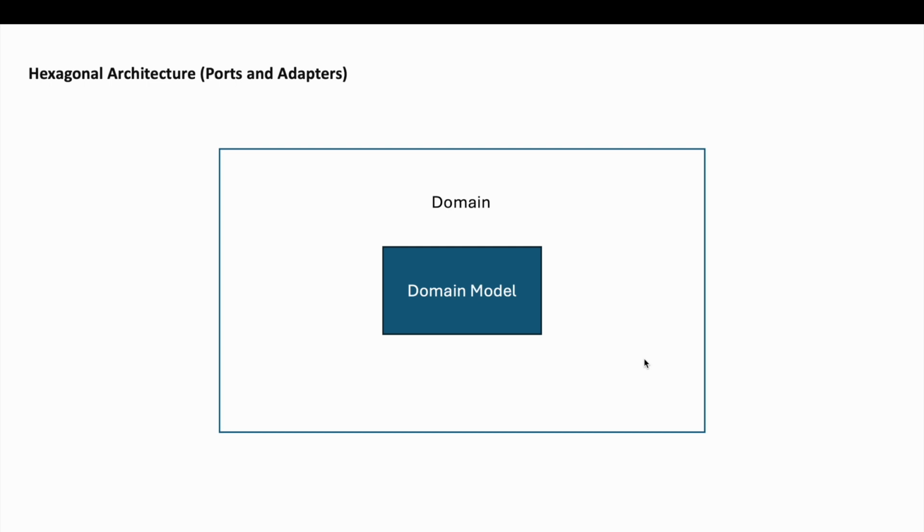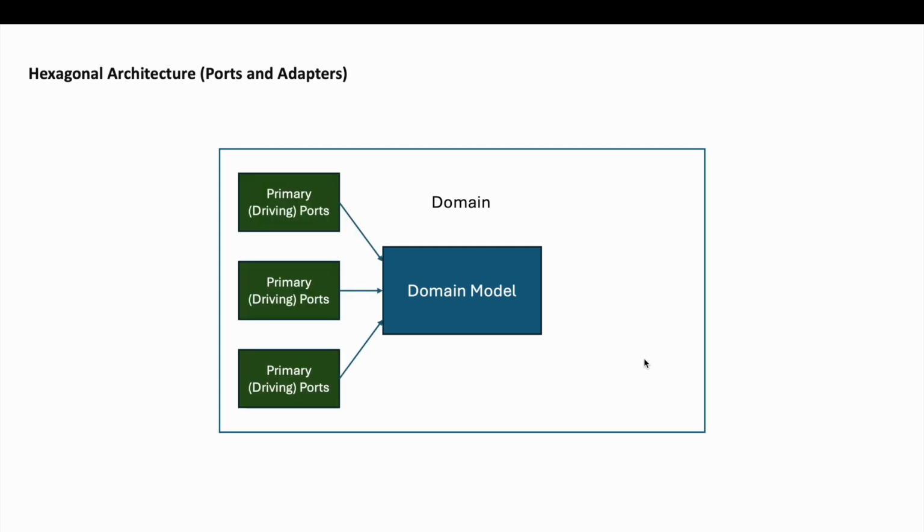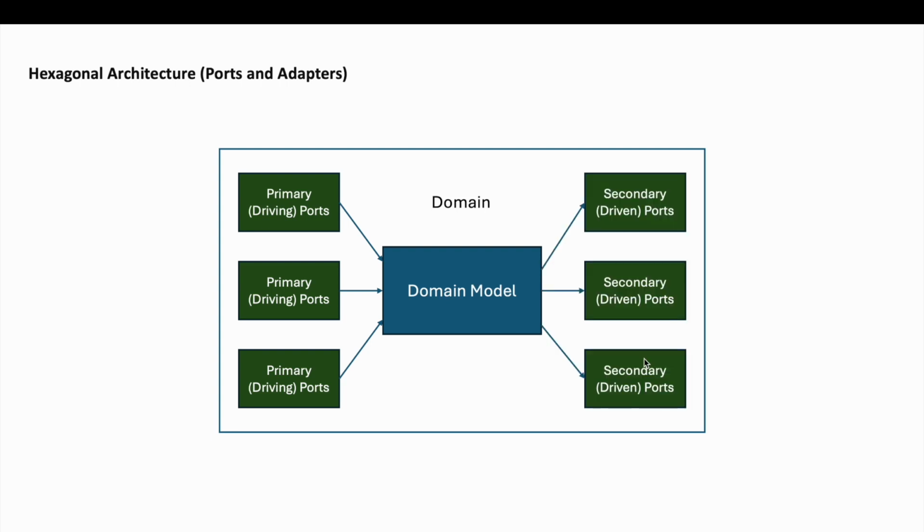There are two types of ports: primary driving ports. These are used by the outside world to send commands to the application. Example, a REST API. Then there are secondary driven ports. These are used by the application to communicate with external systems or services. Example, a database. Next are the adapters.